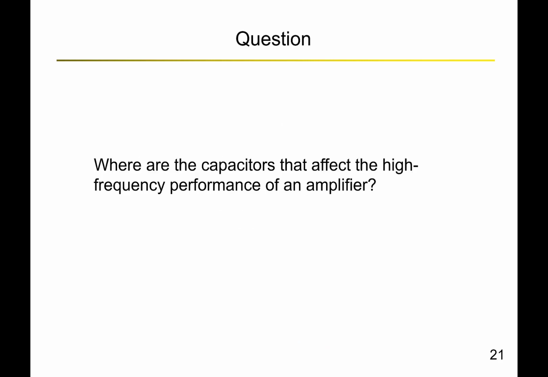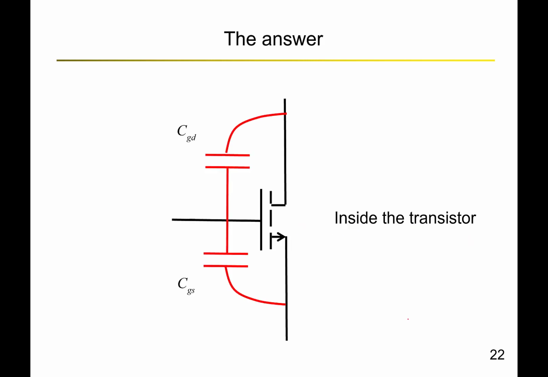In MOSFETs, our first question is, where are the capacitors that affect the high frequency response? Because if you remember from last class, we looked at all the visible or large capacitors, coupling capacitors and bypass capacitors, and those typically provide the lower corner frequency. Evidently, if something is providing a high corner frequency, it means the capacitance should be small, such that the RC time constant is small, leading to a high frequency. So where are these small capacitances? It turns out they are basically inside the transistor.